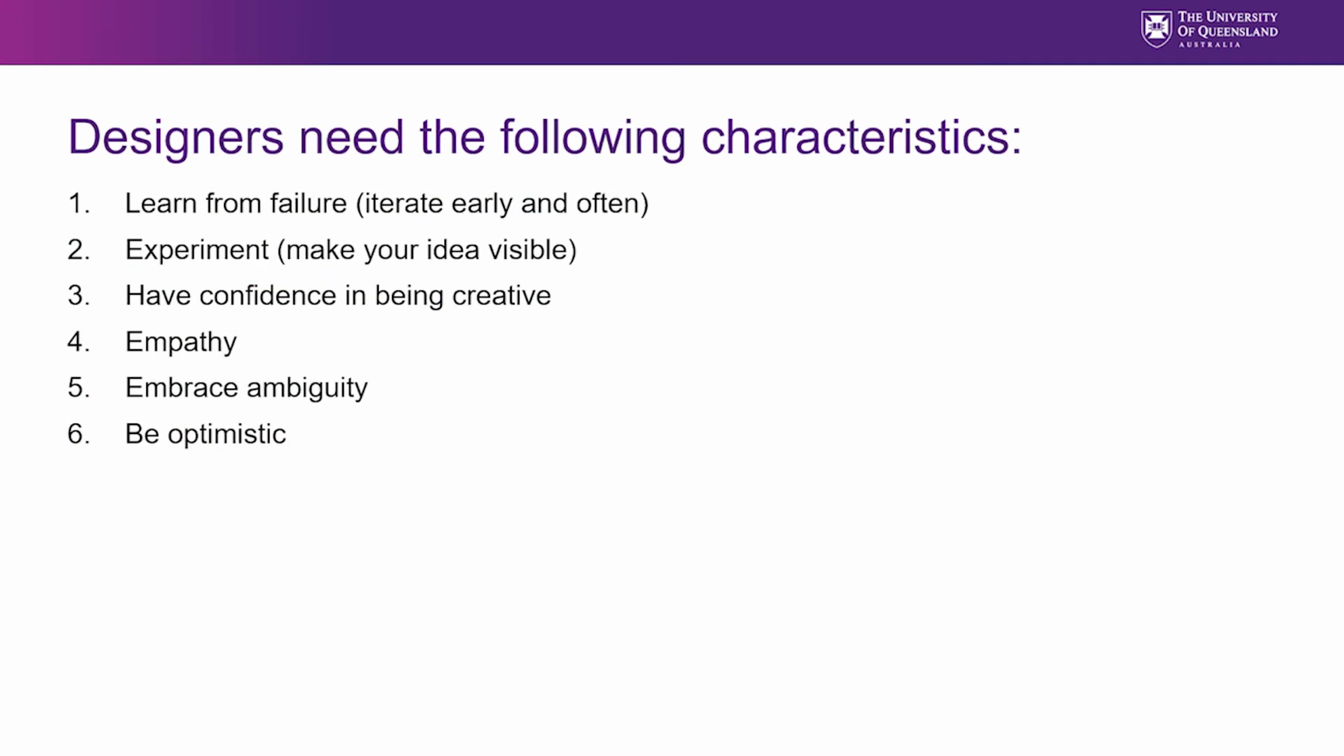Firstly, learn from failure. Iterate early and often. Seeing things not going as expected is an opportunity to understand how to improve and to make a design solution robust. Experiment. Make your idea visible. Through experimentation and prototyping, you are sharing your ideas with others, which also means that they can add value and help you explore issues and potential fail points.